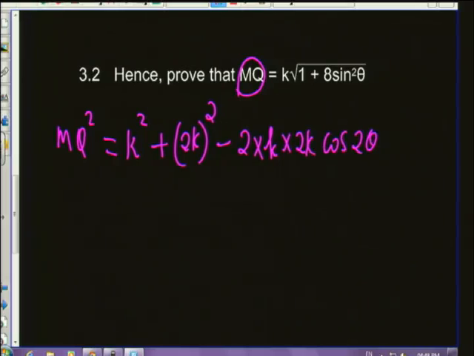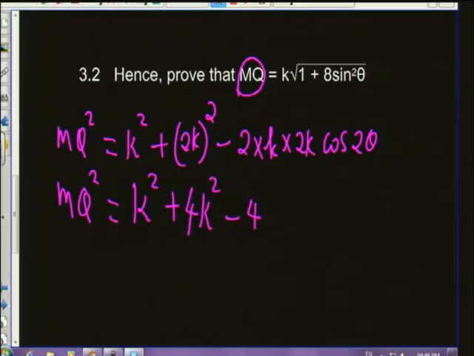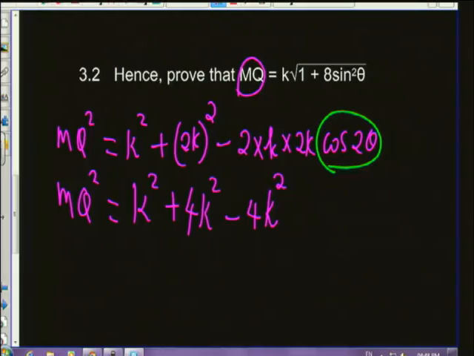Now I need to have MQ as the subject. Let's proceed and simplify. So I've got k squared plus, 2k by 2k gives 4k squared, minus the 2 by 2, that's 4k by k, it's k squared. Now to this part, I've got cos 2 theta. Like we've been saying, sine 2 theta is 2 sine theta cos theta, and this will be cos squared theta minus sine squared theta.